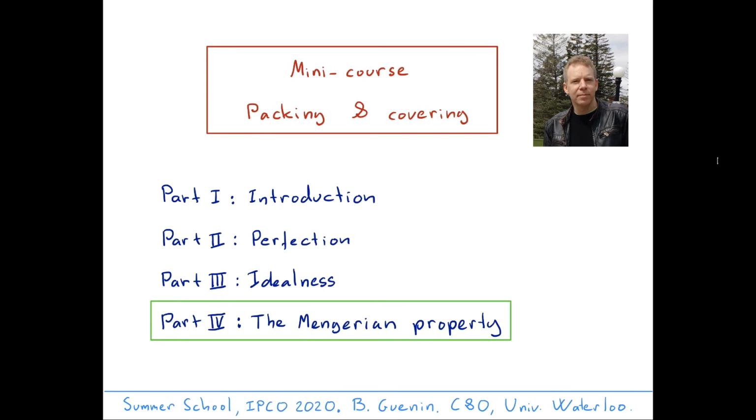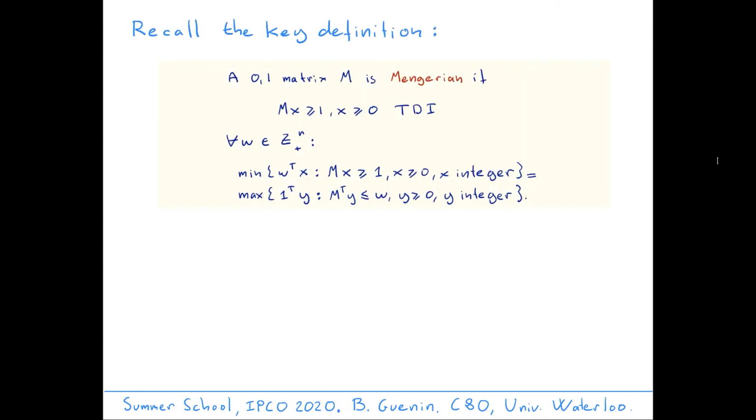So welcome to the last lecture of this mini course on packing and covering. The subject is the Mengerian property. So let's recall the key definition here. A 0,1 matrix M is Mengerian if the system Mx greater than or equal to 1, x non-negative, is TDI.